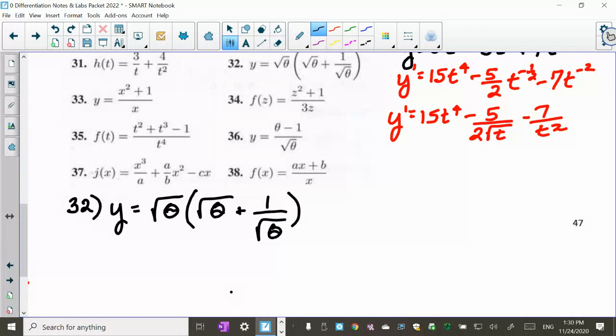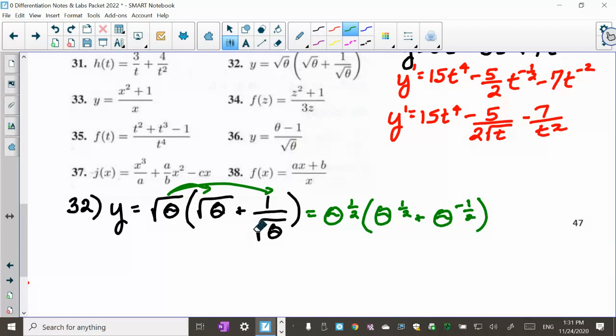Okay, so the first thing I look at and say, I bet I can do the distributive property. So I'm going to distribute and distribute. But when I distribute, I'm going to rewrite these first. So I'm going to say that's theta to the 1/2. This is good practice. Times theta to the 1/2 plus theta to the negative 1/2. Because if I look at this, this is down here. I can bring it up. I know it's theta to the 1/2. When I do, it's negative.